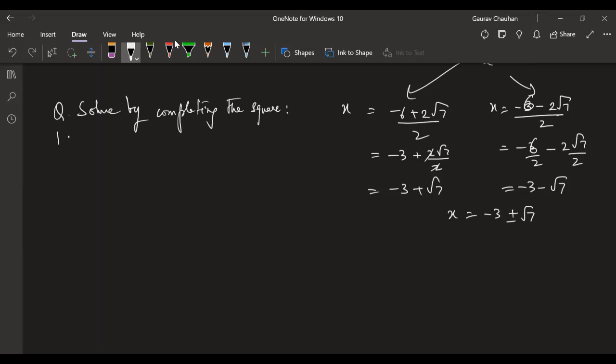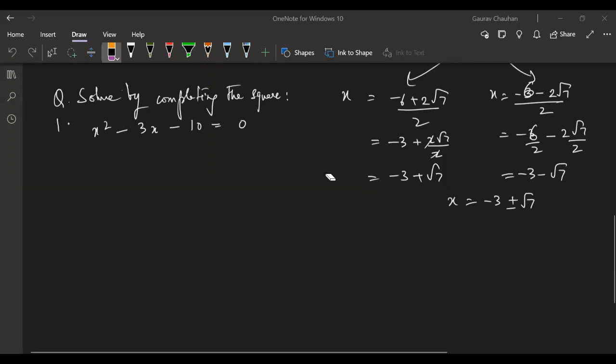Okay, and the question is, write this question: x square minus 3x minus 10 equal to 0. The second question is, do this one actually. Okay, let's pay attention on the board for this question now.